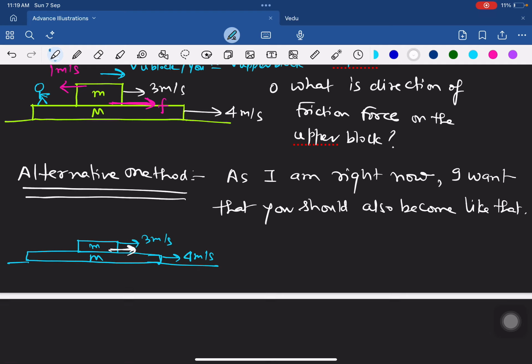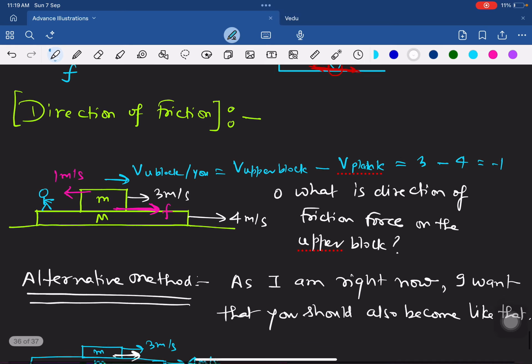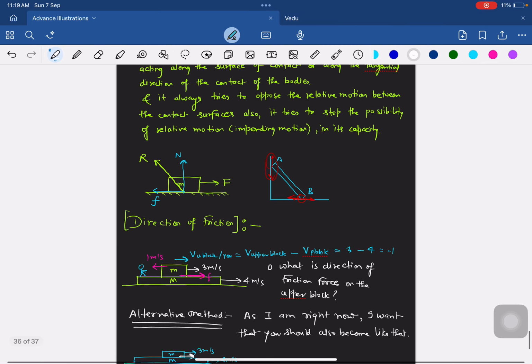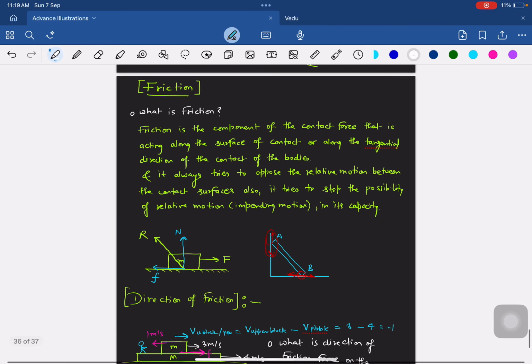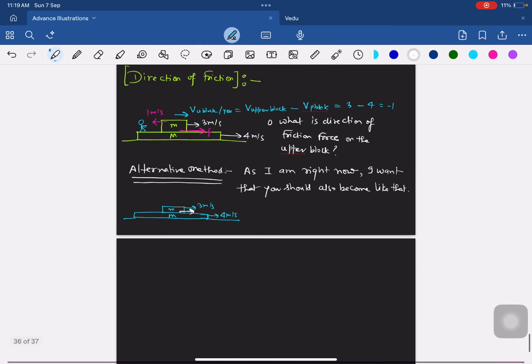And you can use this idea for any kind of problem where relative velocity is there. Okay, and you can find out the direction of friction force. I hope you understood this idea. So guys, we have discussed what friction force is and how we find the direction of friction force.